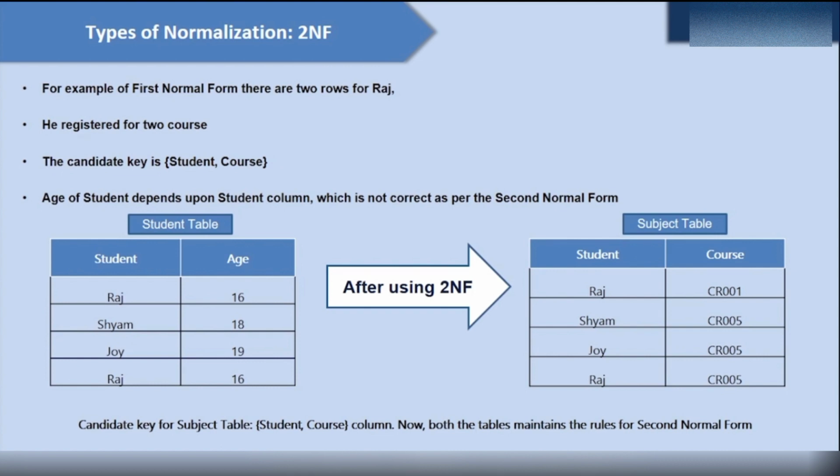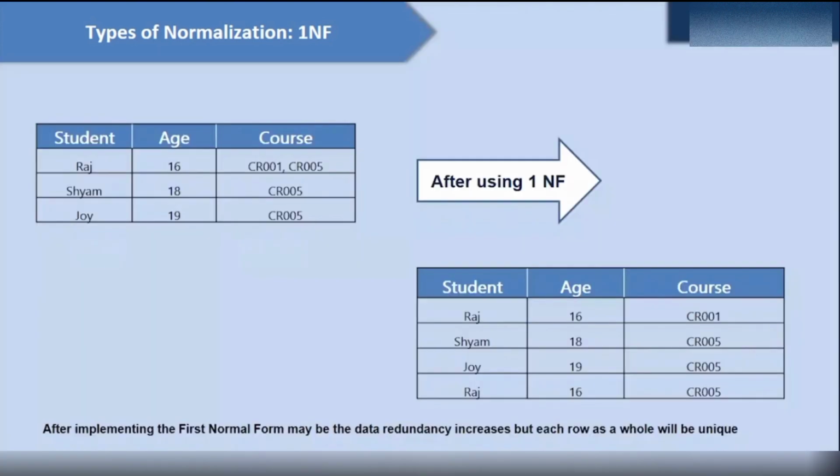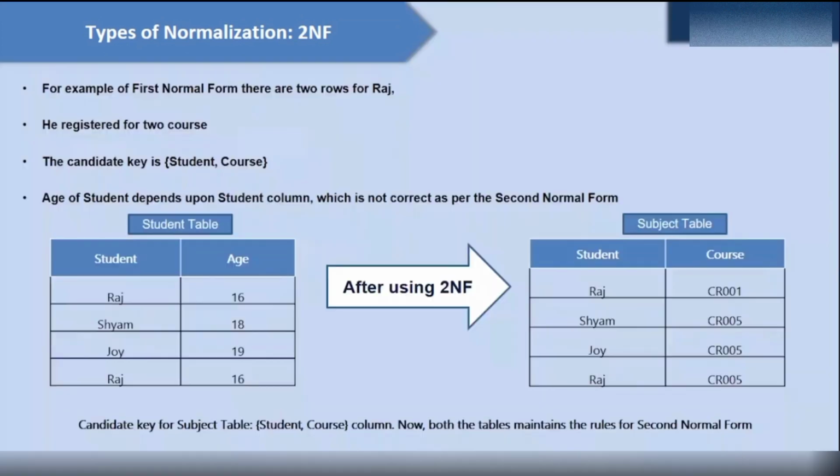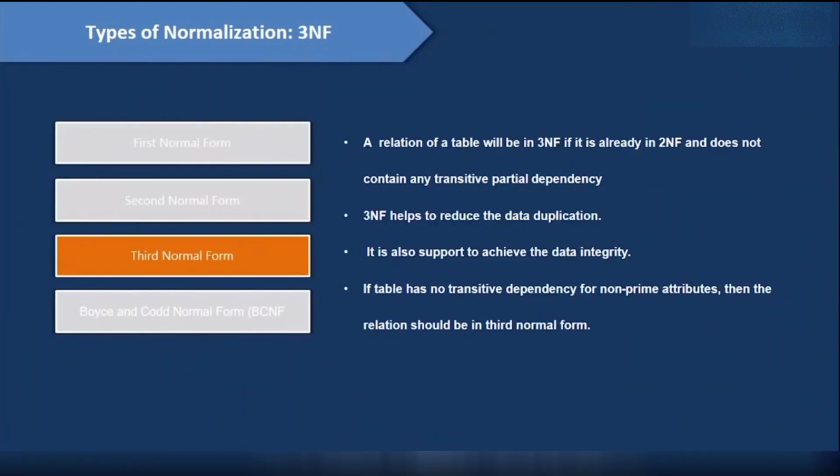So let's go back to the first slide once. Here you can see we have student, age and course, where your student depends upon the student column, which is not correct, right? So this is how our second normal form works. And the candidate key for the subject table is the student and course columns. Now both the tables maintain the rules for second normal form, right? Now we will have a look at what is 3NF, that is third normal form.